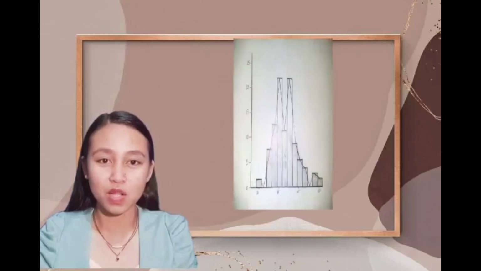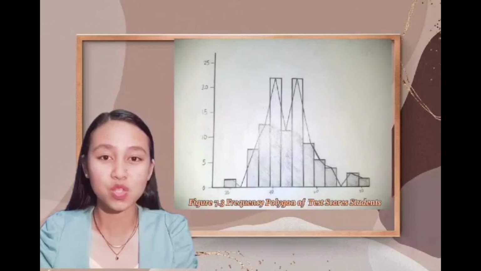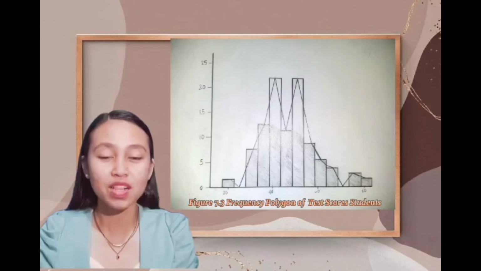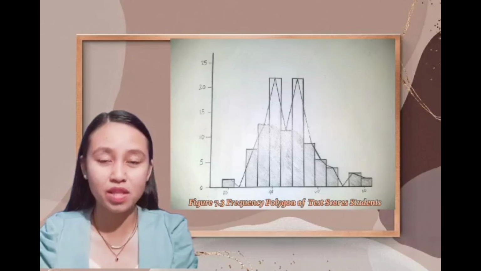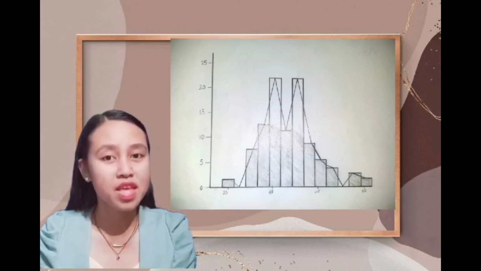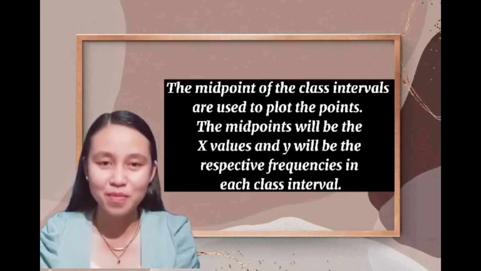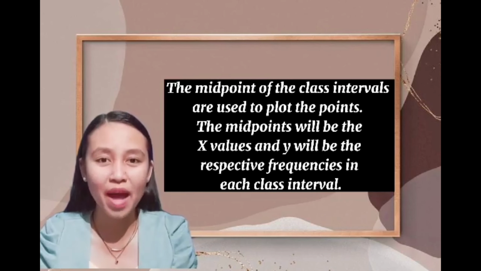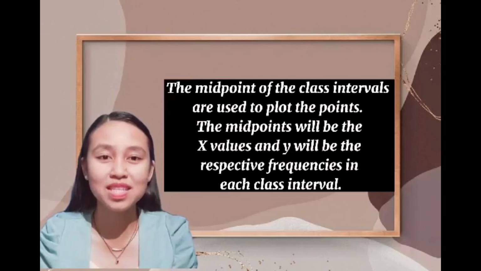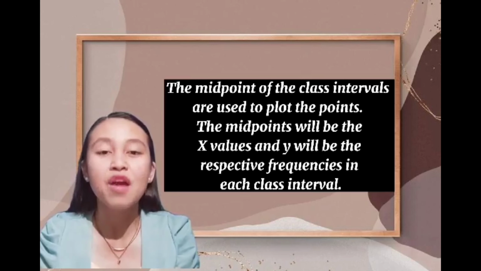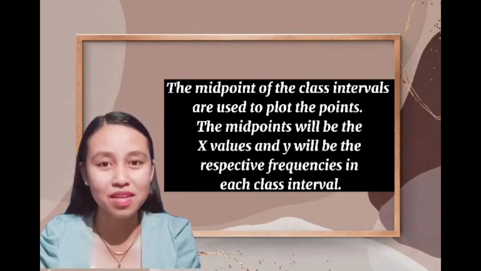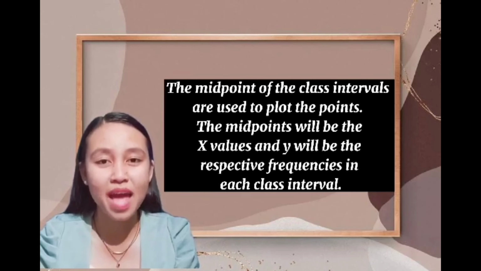Frequency polygons can also be drawn independently without drawing histograms. In your algebra, you need an ordered pair x and y to graph a point in the coordinate system. For this, the midpoints of the class intervals are used to plot the points. The midpoints will be the x values and y will be the respective frequencies in each class interval. For data in Table 7.3, the x and y values will be the x and f.